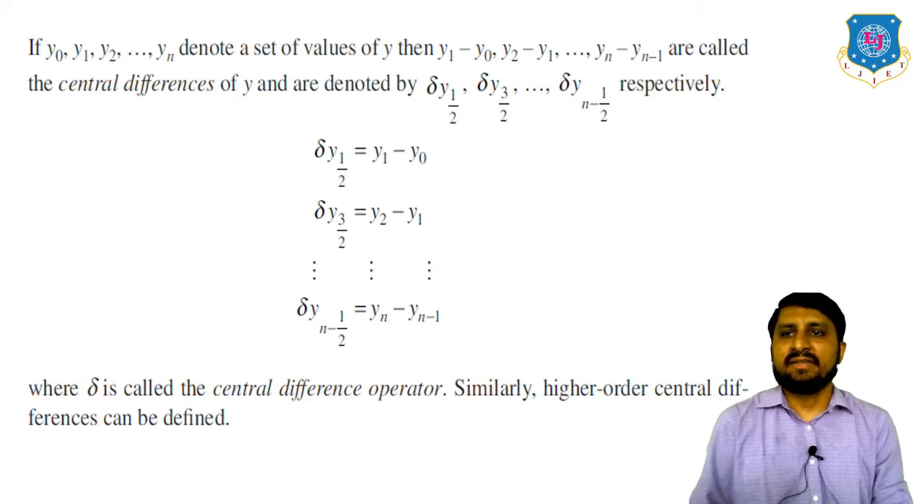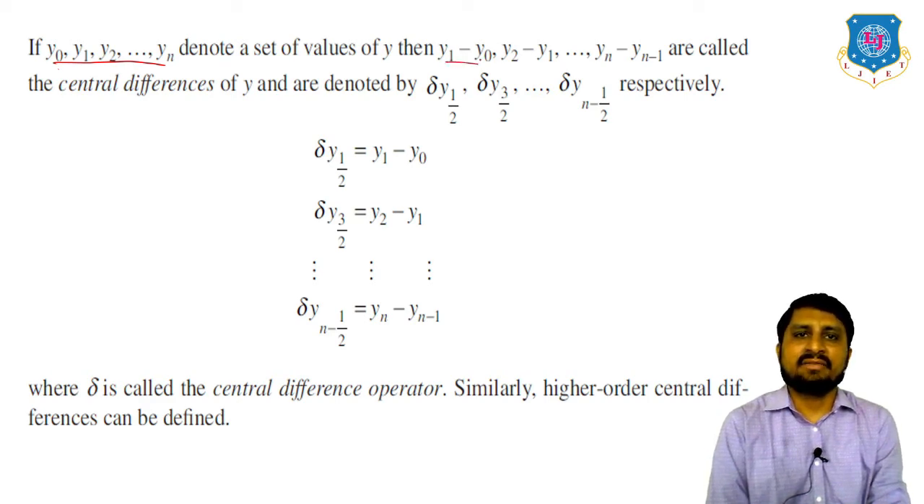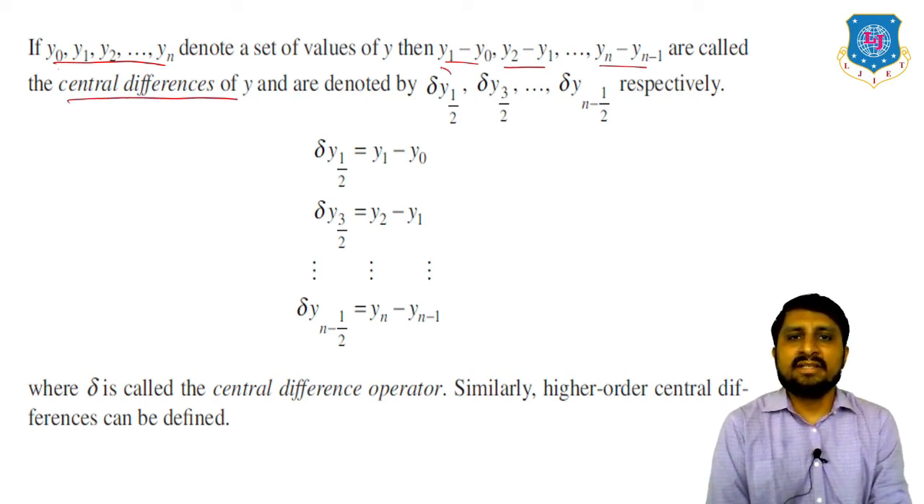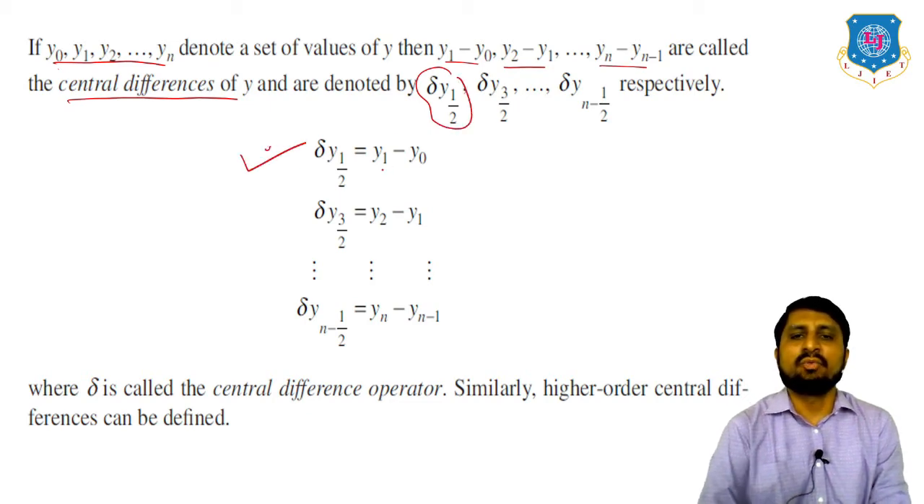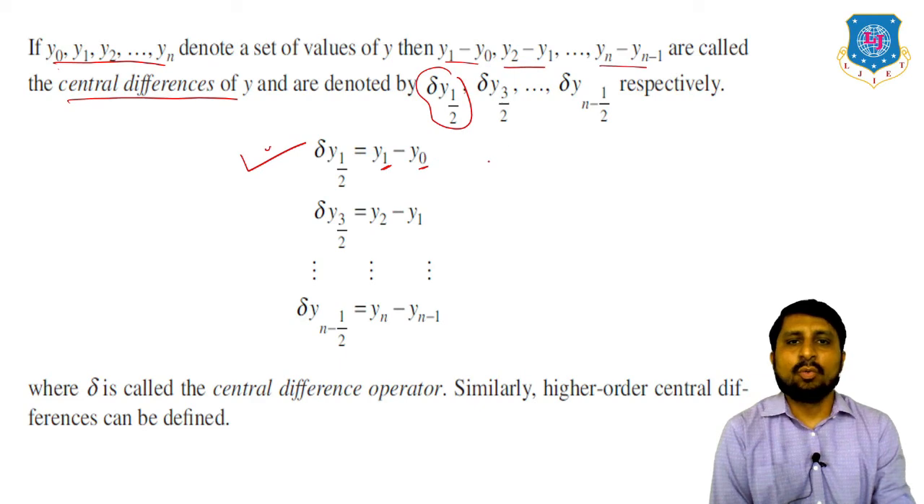So next is the central differences. If y0, y1, y2 up to yn are the known set of values of y, then y1 minus y0, y2 minus y1, yn minus yn minus 1 are called central differences of y. How do we denote this? With the delta notation: delta y1 by 2, that is equal to y1 minus y0. Now on the right side you can see the subscripts are 1 and 0, so 1 plus 0 divided by 2, that is 1 by 2. That's why in this subscript you have 1 by 2.